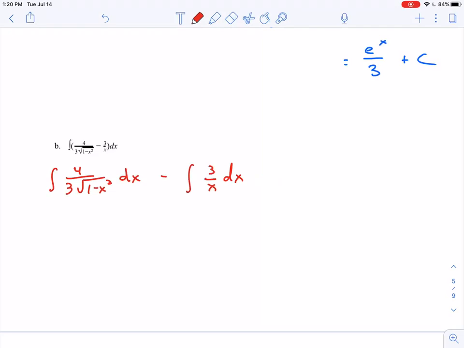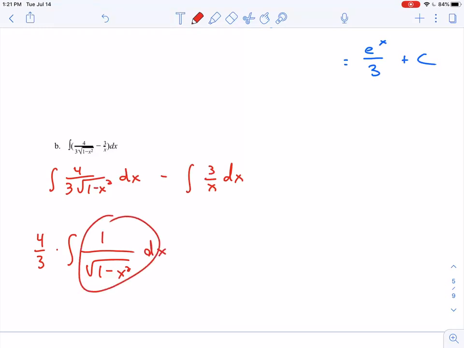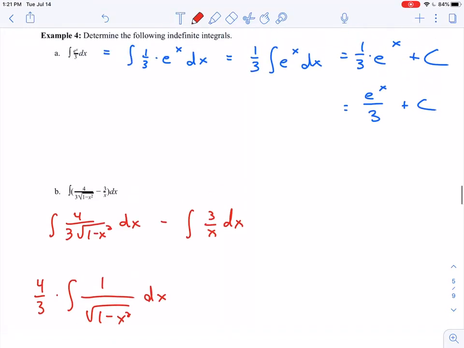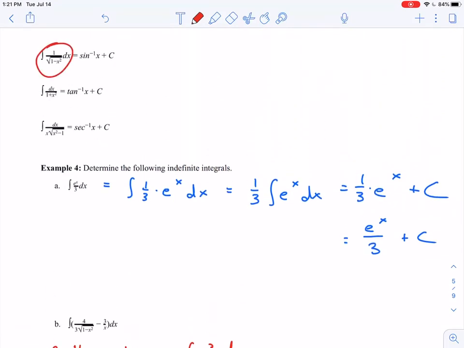And then I'm going to say, okay, are there any constant multiples that I can factor out that'll make this a little bit easier to look at? In this first integral here, I really have 4/3. That is actually just a constant multiple. I can factor that out. So I can say that's really 4/3 times the indefinite integral of 1 over square root 1 minus x squared dx. And this, I think, is a lot easier to manage because, hey, that looks exactly like the derivative of sine inverse of x.